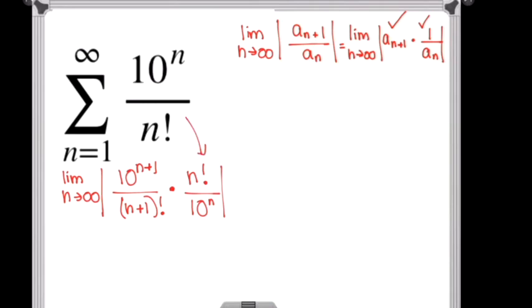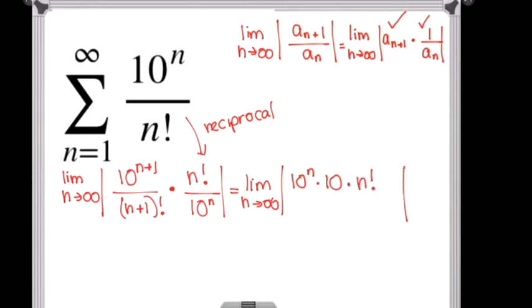So the reciprocal of this guy goes here. Okay, now is where it gets fun. We're just going to do some algebra and rewrite this. So we have the limit as n approaches infinity, absolute value 10 to the n times 10 times n factorial, and I'm just making it one single expression.